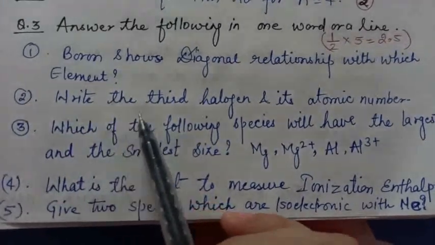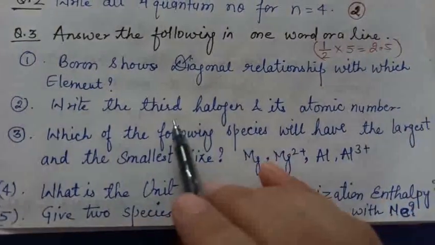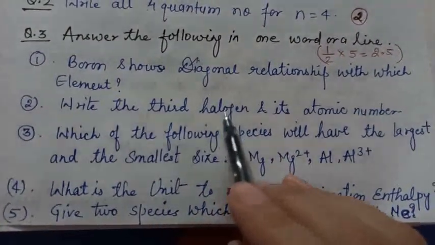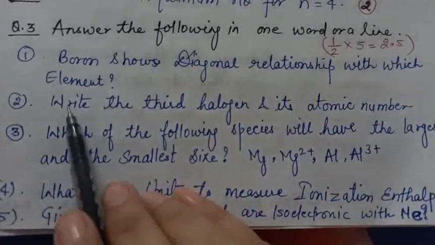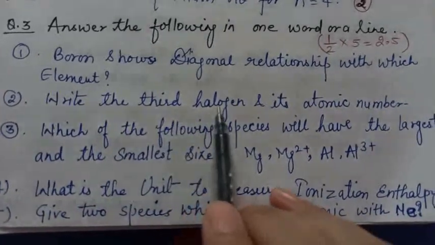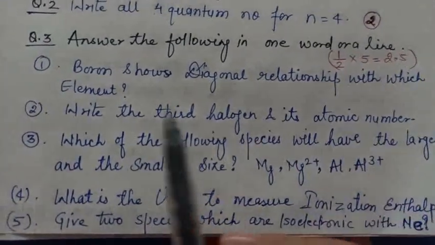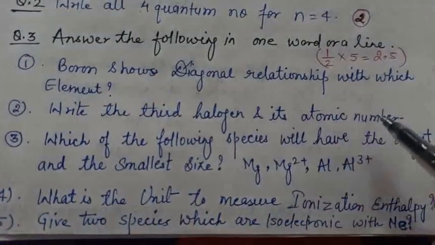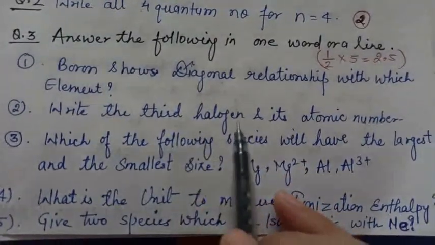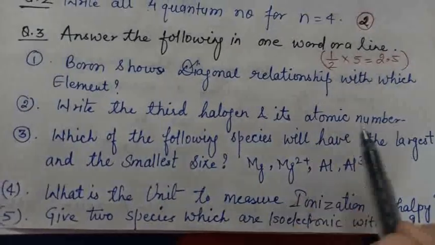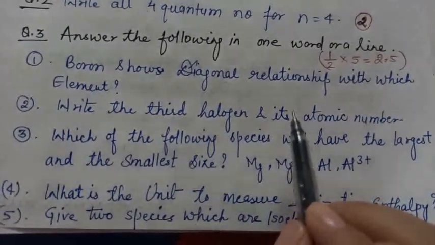Second question is, write the third halogen and its atomic number. So which is the third halogen from the list? You have to write the name of that halogen. It's written, write the third halogen. Write the third halogen, and along with that you write its atomic number. So this question as a whole is of half mark, but it has 2 parts. You have to write the name of the halogen and its atomic number. दो चीजें लिखनी है.